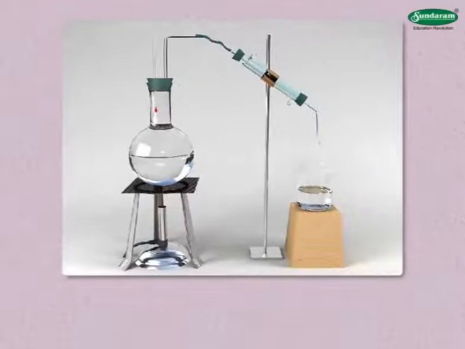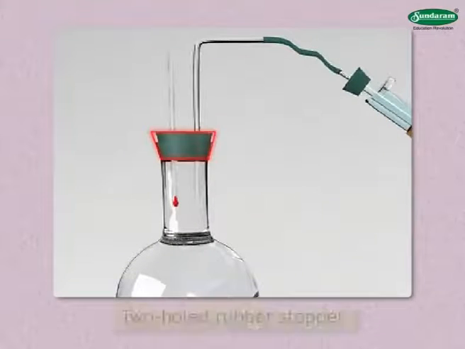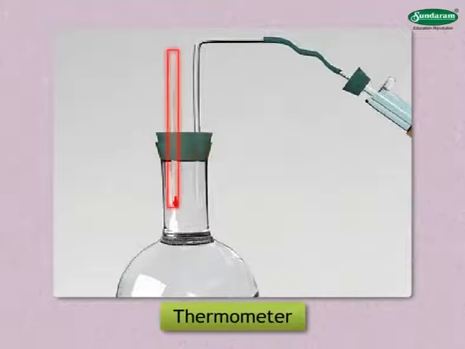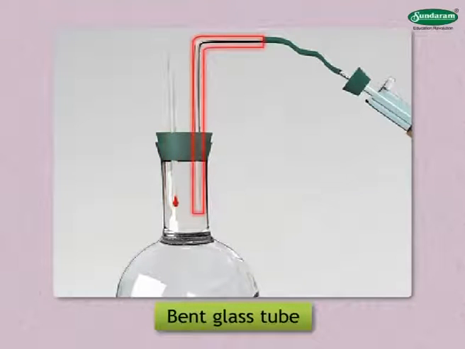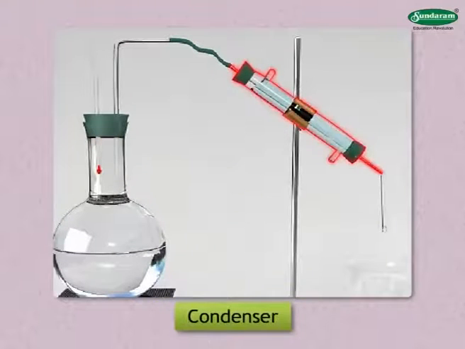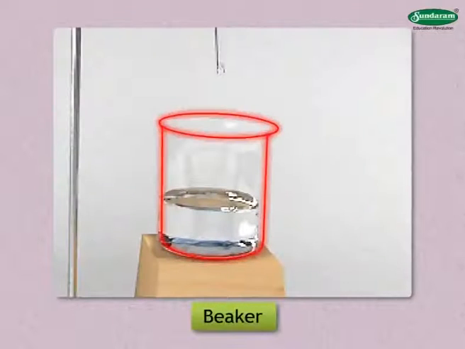Set up the apparatus as shown. Fit the flask with a 2-holed rubber stopper. Fit a thermometer in one hole. Fit a bent glass tube in the other hole. Connect the outer end of the bent tube to a condenser by means of a rubber tube. Fit another piece of rubber tube to the lower end of the condenser and put its end into a beaker.